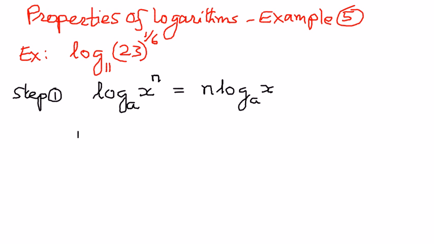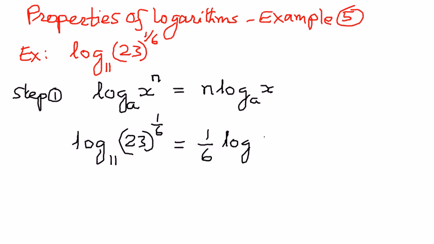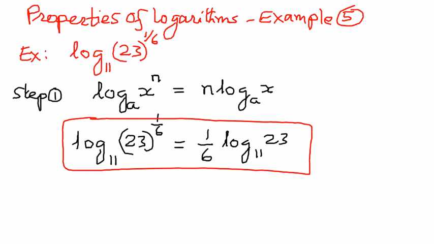And what do we have? We have log 23 to the power of 1 over 6 to the base 11. Therefore, the power term comes in right in the front of the equation, 1 over 6 log 23 to the base 11. That's the way we want to expand this given logarithm using the power rule of logarithm. This is where we want to leave it. Okay. Let's look at another example.